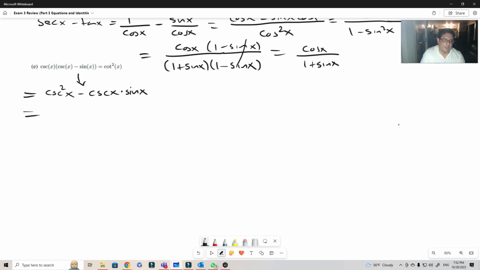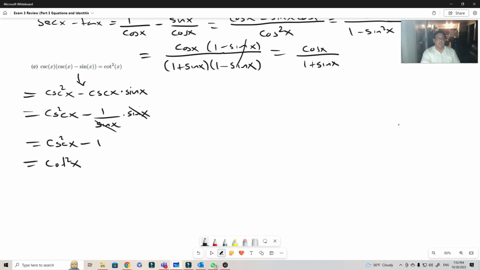Notice that at this point, this is 1 over sine times sine of x, and so I get to cancel this out, and we get cosecant square of x minus 1, which by definition is pretty much cotangent square.